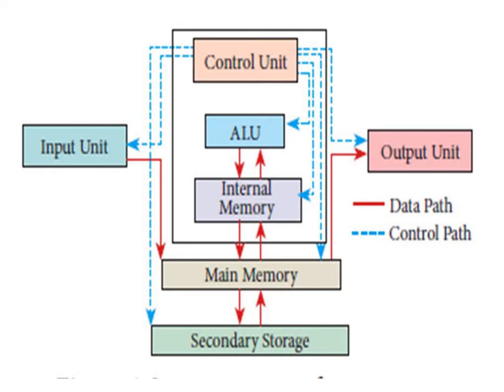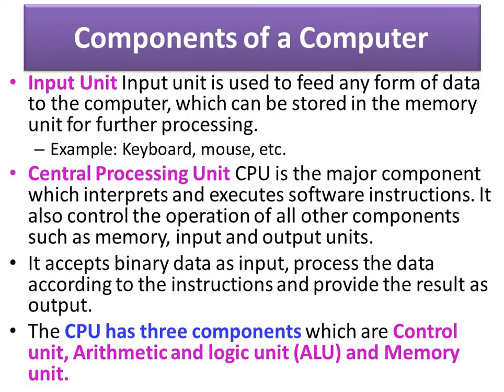Whatever data is given from the input unit, whatever program is fed through the input unit, is stored in the main memory. Then it goes for processing into the internal memory as per the instruction by the control unit. The logical and arithmetic calculations are done in the ALU, and after the calculations it is brought back to the internal memory, to the main memory, and if it has to be stored, it goes to the secondary storage. Then if it has to be displayed on the screen or given as a printout, accordingly the instructions are given and executed. Now we will learn in detail about these components of the computer.